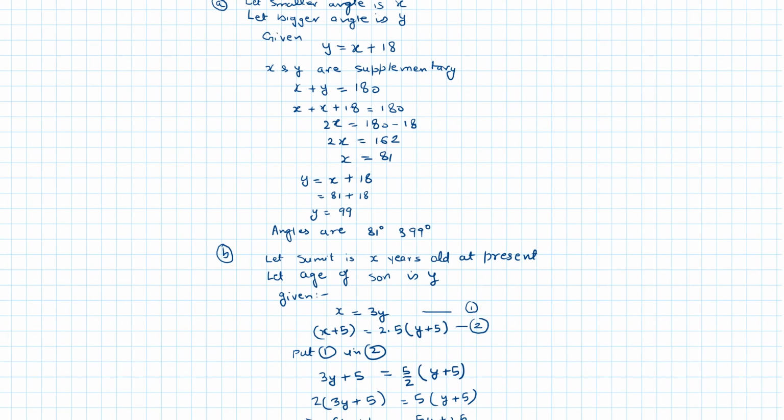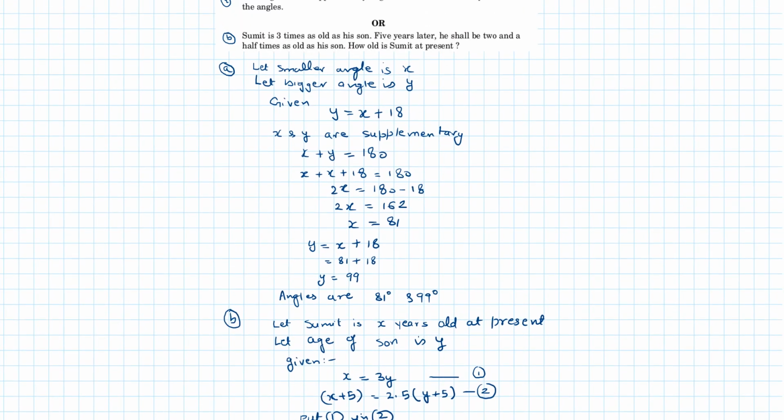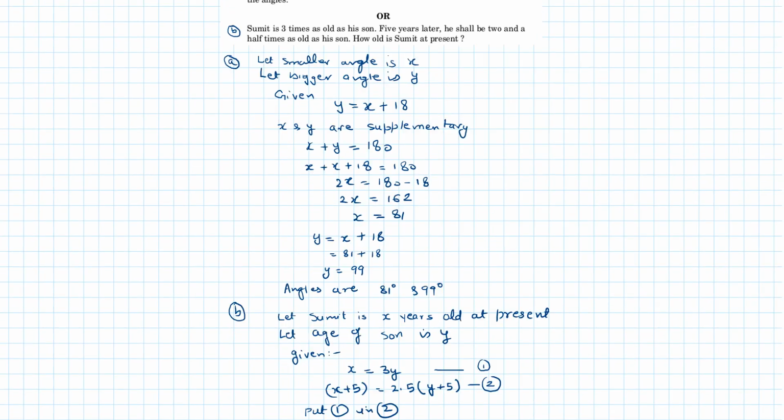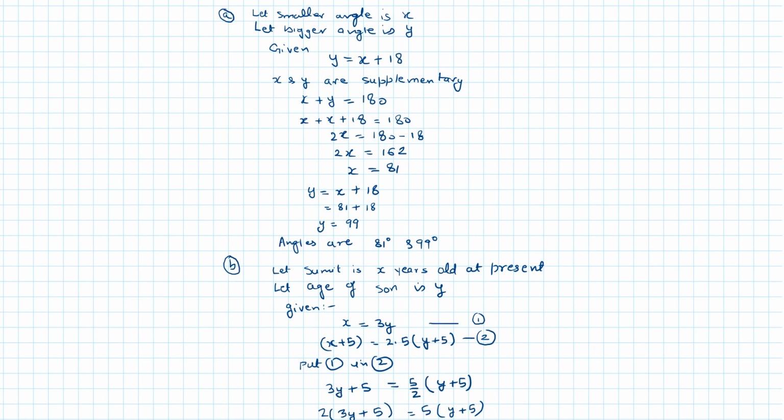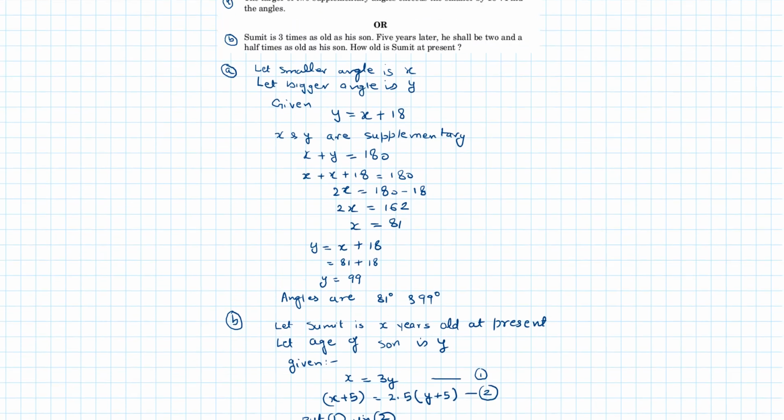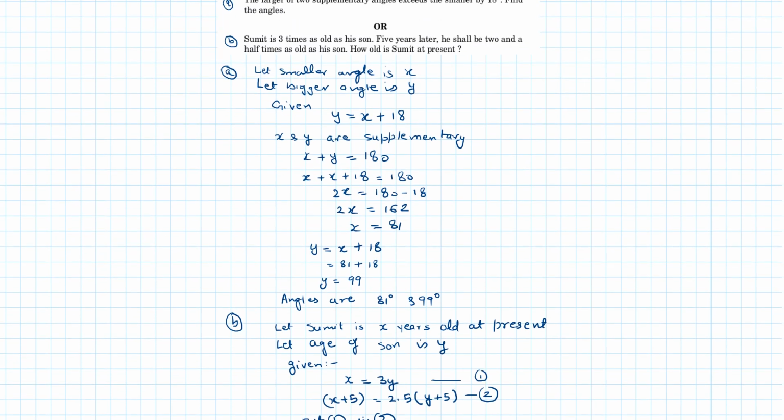हमें क्या दिया हुआ है, हमें दिया हुआ है कि सुमित is currently 3 times as old as his son, right? So that means x is equal to 3y. फिर हमें दिया है कि 5 years later, that is सुमित की जो करंट एज है अगर हम उसको 5 साल बाद लें, that is x plus 5, right? He shall be 2.5 times as old as his son.